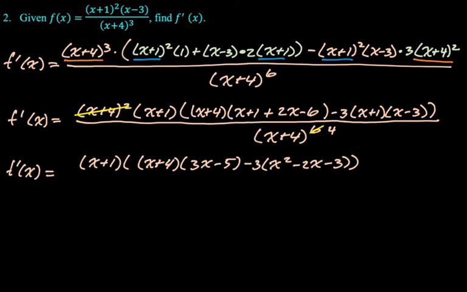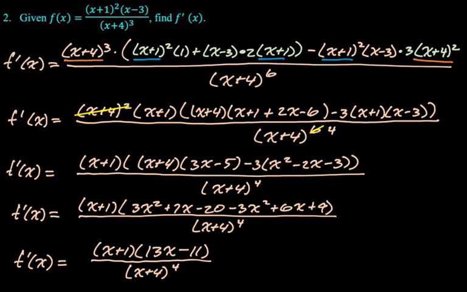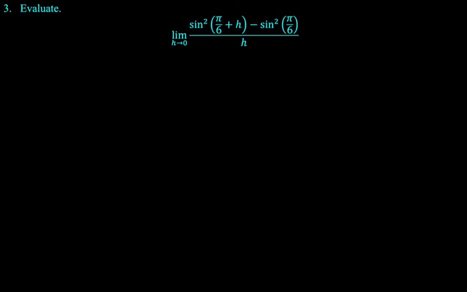And then I multiplied the x plus 1 and the x minus 3. And the next step, I'm going to multiply also the x plus 4 and the 3x minus 5. So here's our numerator. Let's just do that here. Collect like terms. We get this. This is in factored form. I think this is good. Could you imagine if you had to find the second derivative? First derivative is bad enough. Anyway, let's take a look at the next problem.